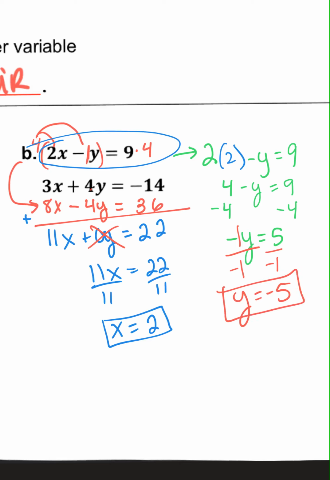Last step, our answer is 2, negative 5. And that's that.